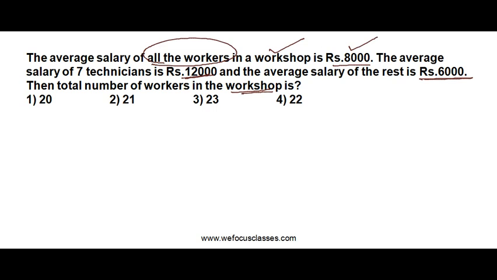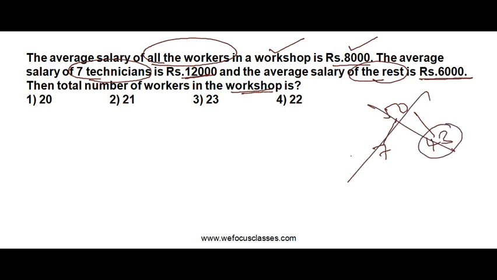So in this there are two groups. One group is of technicians, they are 7, and another group is other employees. So it is simply said as rest. The rest of the employees means if 50 employees are there, and out of this 7 are technicians, then the remaining 43 will be the rest, we say. So we don't know how many rest people are there. It is clearly given that the first group average, that is the technicians' average, is 12,000 rupees. And for another group the average is clearly given, that is 6,000 rupees. And the combined average, all the employees' average, is given clearly as 8,000 rupees.